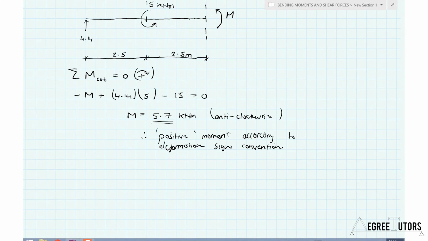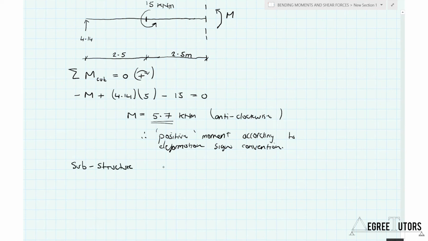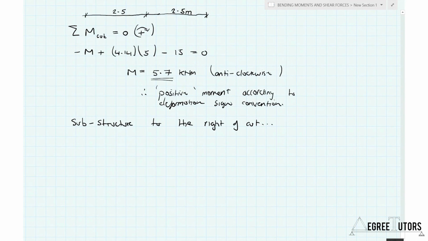Okay, so let me see, we're just going to say substructure to the right of the cut. So again, let's sketch out our structure. So what do we have? Well, we've got our cut shown here. Then 2.5 meters in from that, again, we're only sketching here. We don't need to be drawing things to scale, and we certainly don't need to be taking out rulers to draw these little sketch diagrams.